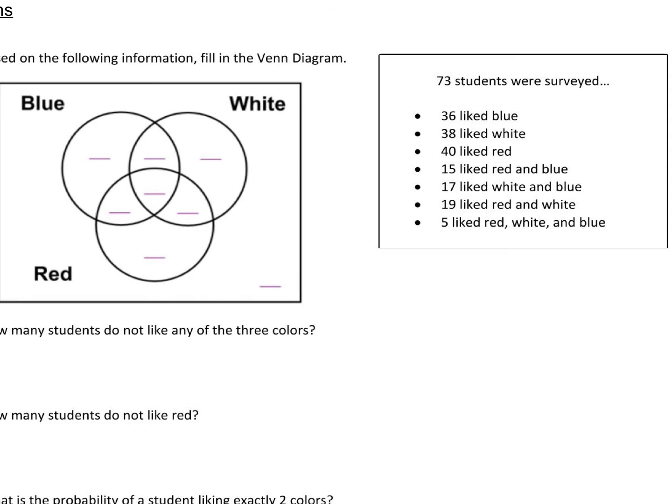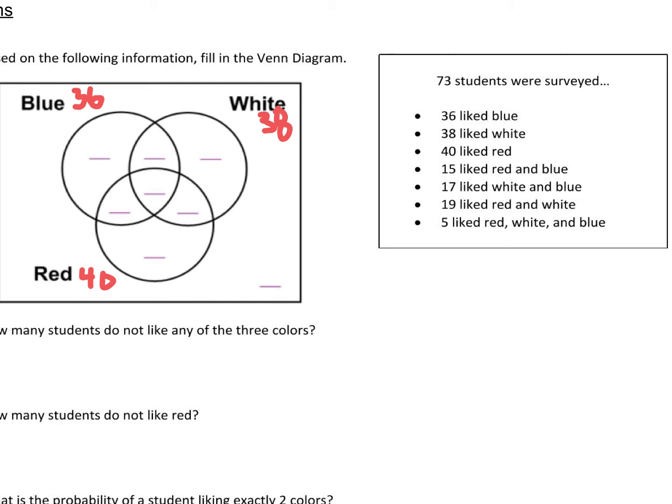When they said 36 like blue, a lot of kids go, oh, 36. No, that's not where the 36 goes. All of them together add up to 36. So everybody put a 36 after the blue. That means all 4 of those little spots add up to 36. 38 liked white, put a 38 right underneath the word white. 40 liked red, put a 40 by the red. You can't put them into the drawing yet.